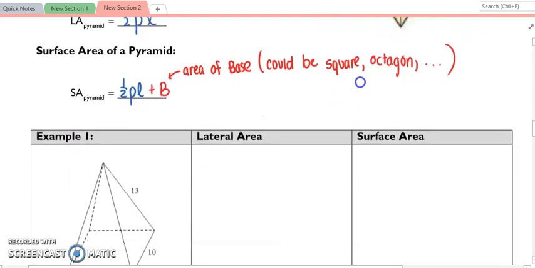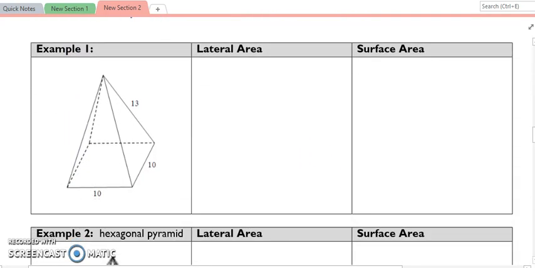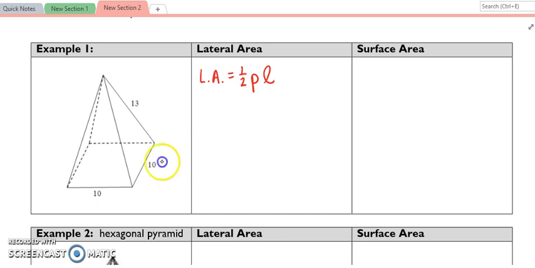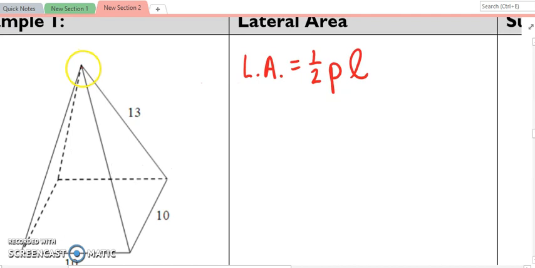Let's go ahead and do one example here. So I have a pyramid. I know my lateral area formula is 1/2 the perimeter times that slanted height. And one of the things that I notice right away is that I'm able to easily find my perimeter, but not so much that slant height. Be really careful because technically it's not even drawn in here yet. Let me go ahead and draw it in. So it goes from the vertex, perpendicular to the side. So that is technically my slant height.